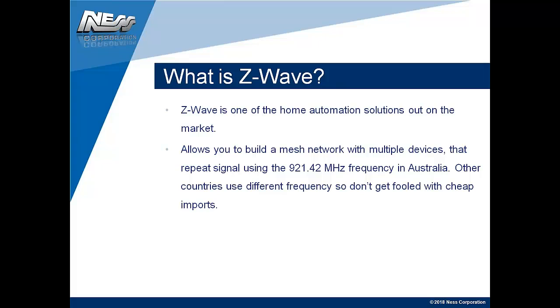Other countries run at different frequencies. Australia and New Zealand use the same, the US runs a different one, Asia runs a different frequency, Europe runs a different frequency, etc. So if you see Z-Wave modules online, just be aware that they may be a different frequency and won't work here. And the second thing is that they may not be part of the Z-Wave Alliance approval. So just be aware of cheaper imports. There are a lot of junk around. We only use good quality from Aeotec, which is really the world leader in Z-Wave, but there are a lot of other products on the market that you can use.